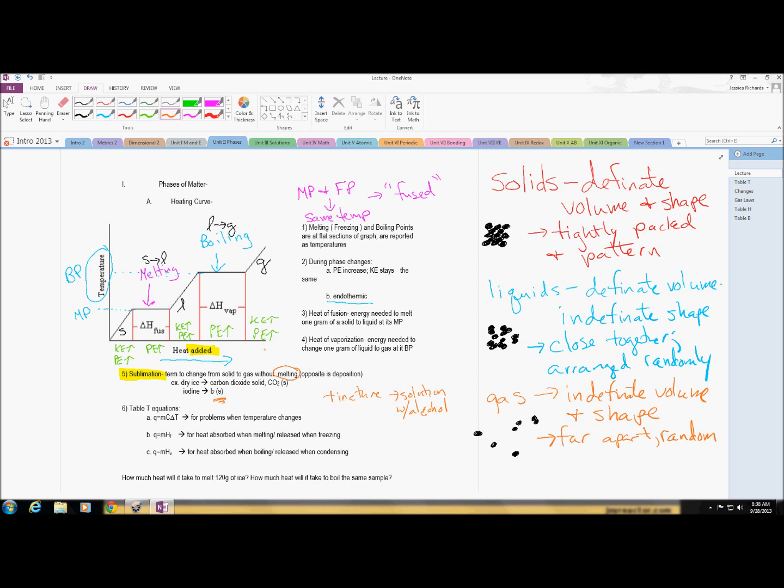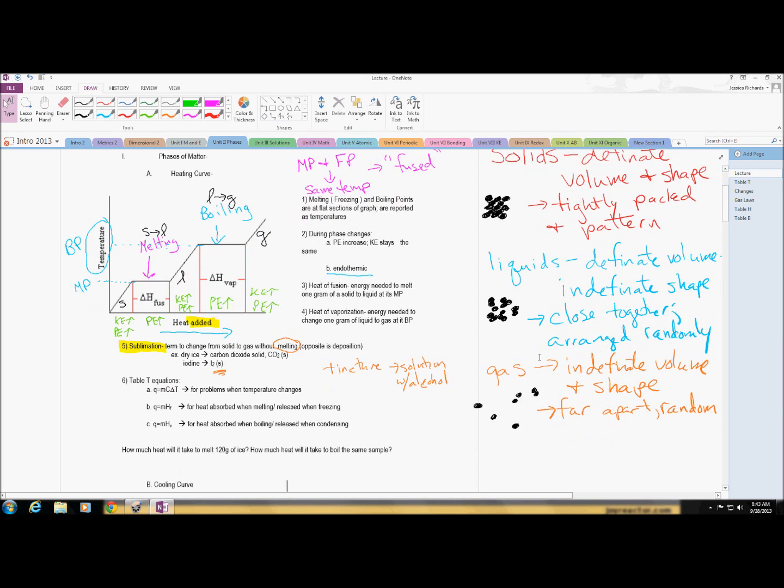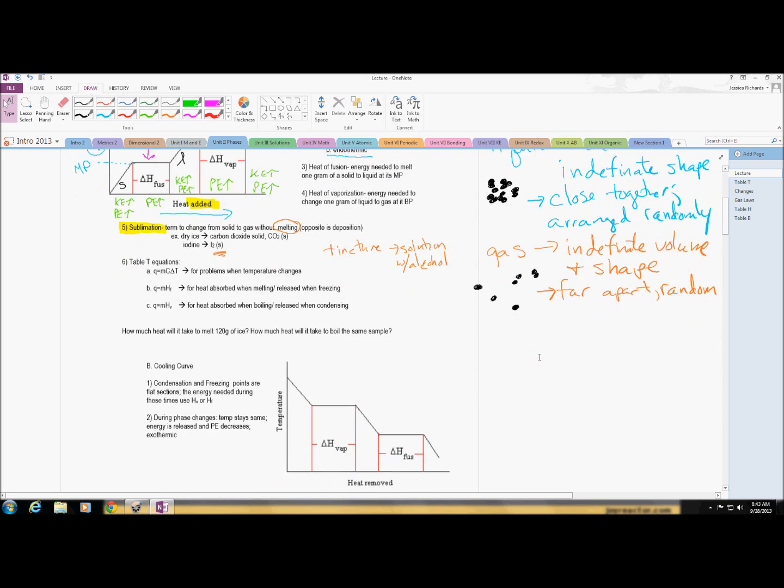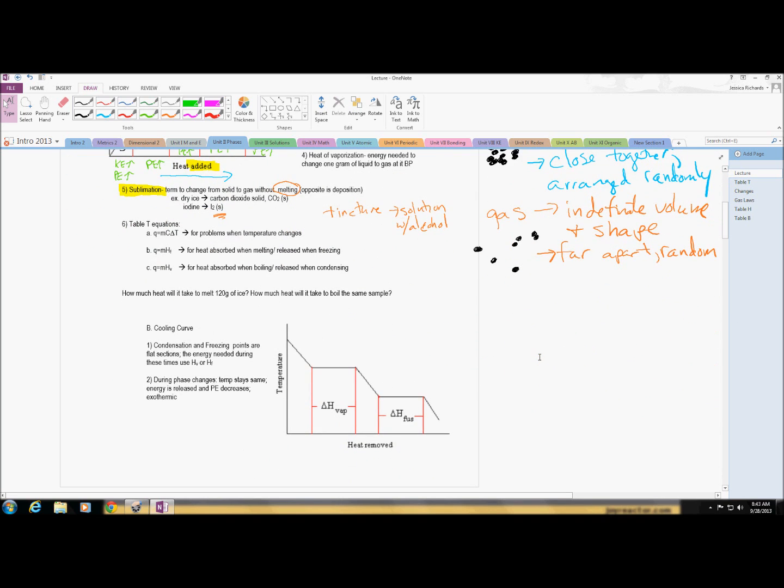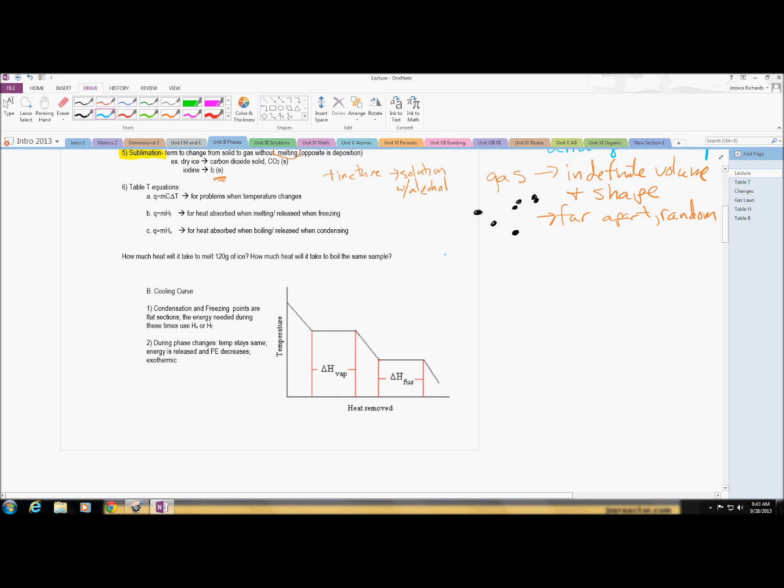Okay, and then of course, our equations on reference table T. Down here are table T equations. Let's take a look at those and try a problem. So again, Q equals mC delta T for when you have a temperature change. Q equals mH sub F for melting or freezing, absorbing when you melt, releasing when you freeze. And Q equals mH sub V for absorbing when you boil and releasing when you condense.